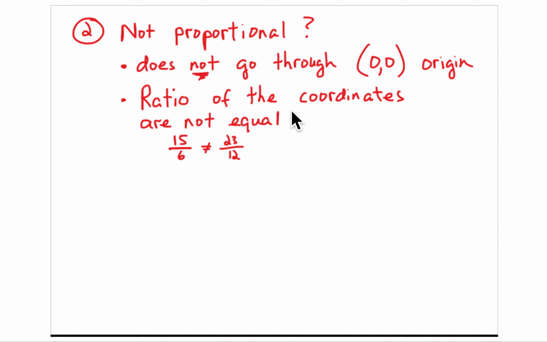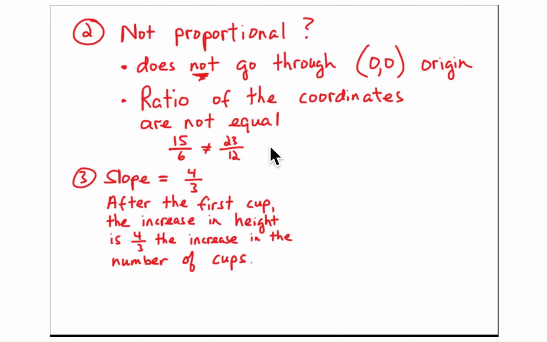And the ratios of the coordinates are not equal. And we saw this before. The ratio of 15 units in height to 6 cups was 2.5 centimeters. And the ratio of 23 centimeters in height to 12 cups was 1 9/10 centimeters. So those are not equal. It is not proportional. To have a proportional relationship, these ratios have to be equal. The ratios of the coordinates have to be equal. That would be called the constant of proportionality. But these are not equal.